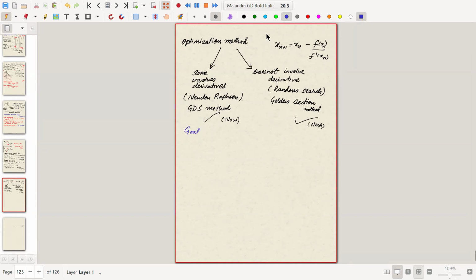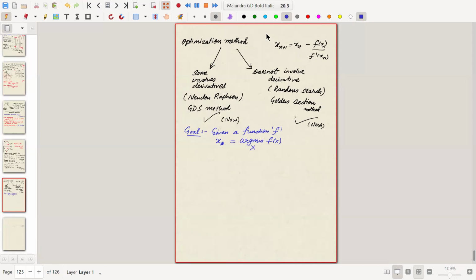So what is our goal? Our goal is, given a function f, we want to find x star, that is either the argmin or argmax of f of x. We want to minimize that function and find at what value of x the function is minimized. That's obviously the goal of our problem, right? And we want to do this via an optimization method, like the Newton-Raphson method.